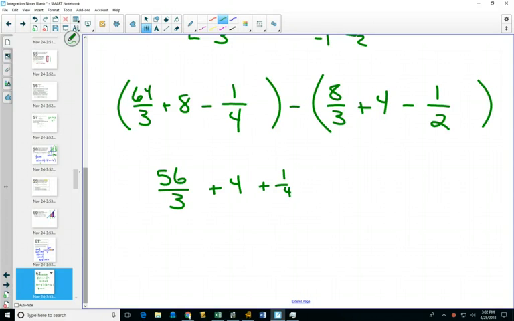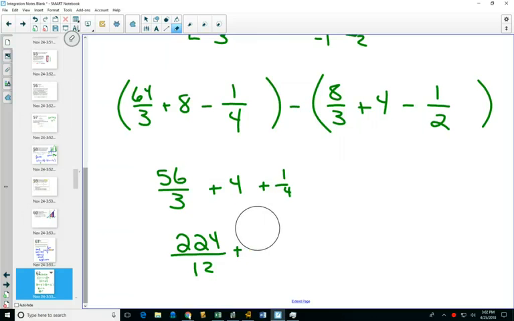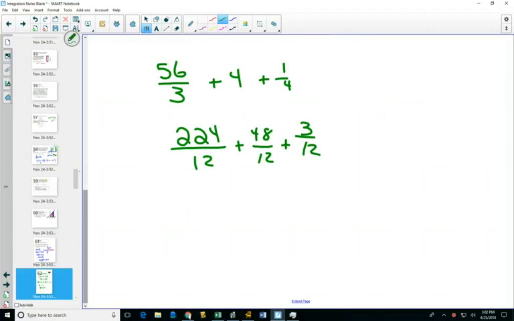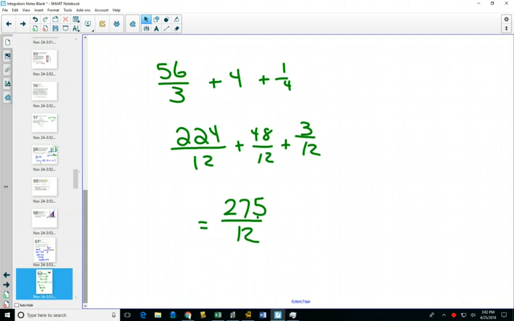And then I'll work at getting my common denominator, so it's going to be 12. We multiply this by 4: 224 over 12 plus 48 over 12 plus 3 over 12. We're going to get 275 over 12. That's the area, which is about 22.92.